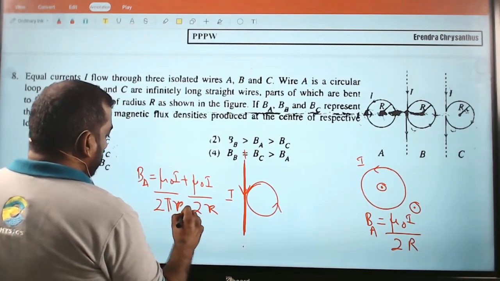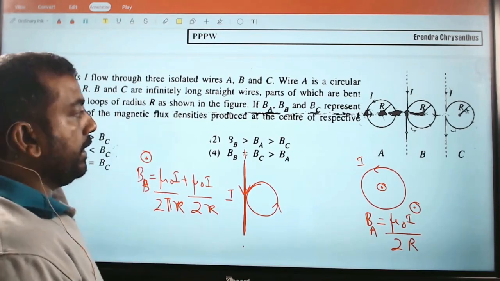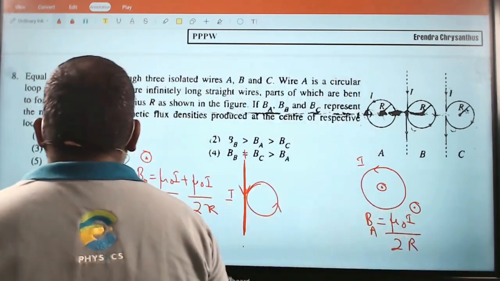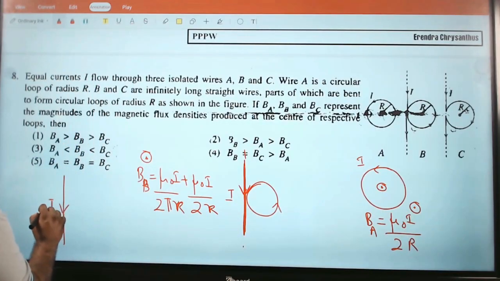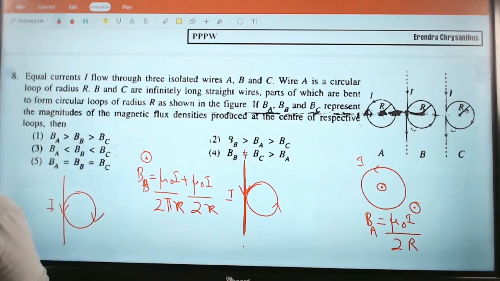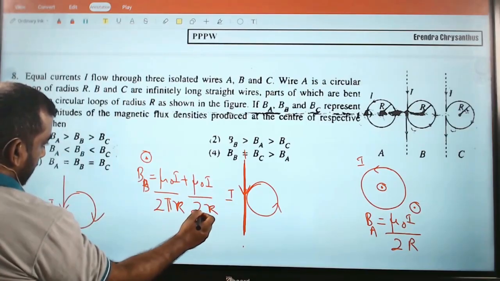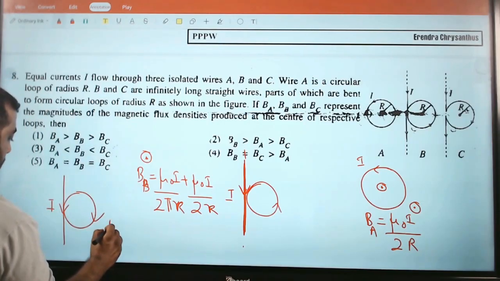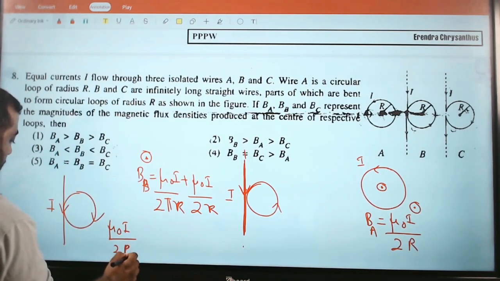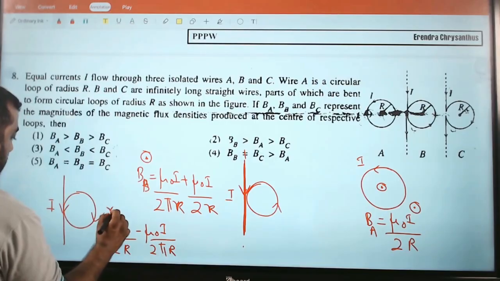2r. There you go. Both are acting outwards. This is BB. Next one. Current is going downwards. He is also acting in the opposite direction. Current down, field outwards. Clockwise means inwards. So who is bigger? This is going to be bigger, inwards. Mu naught I over 2r minus mu naught I over 2 pi r. He is acting inwards, BC.